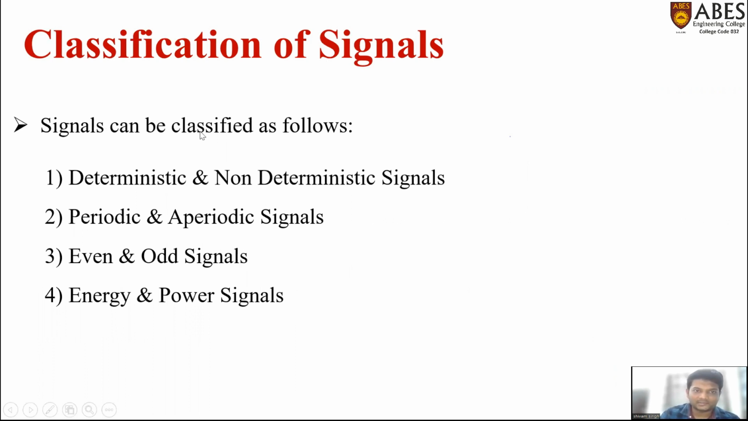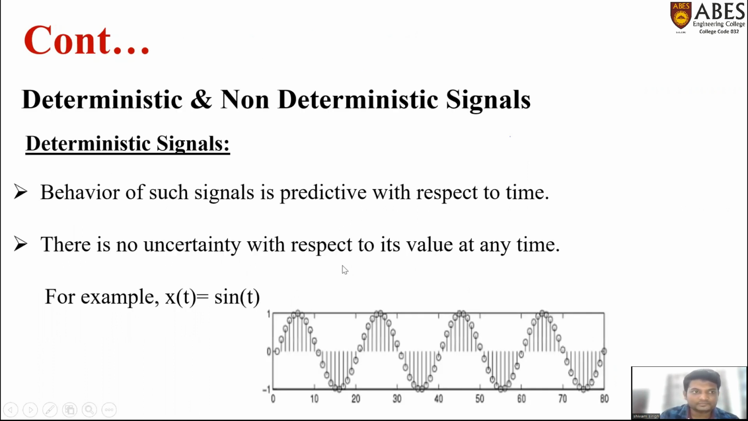So here it is given, signals can be classified into these different types: deterministic and non-deterministic signals, periodic and aperiodic signals, even and odd signals, energy and power signals. We will see one by one. So if we are talking about deterministic and non-deterministic signals, first the deterministic signal, then the behavior of such signals is predictive with respect to time. Means what? Means you'll get the exact value at a particular time.